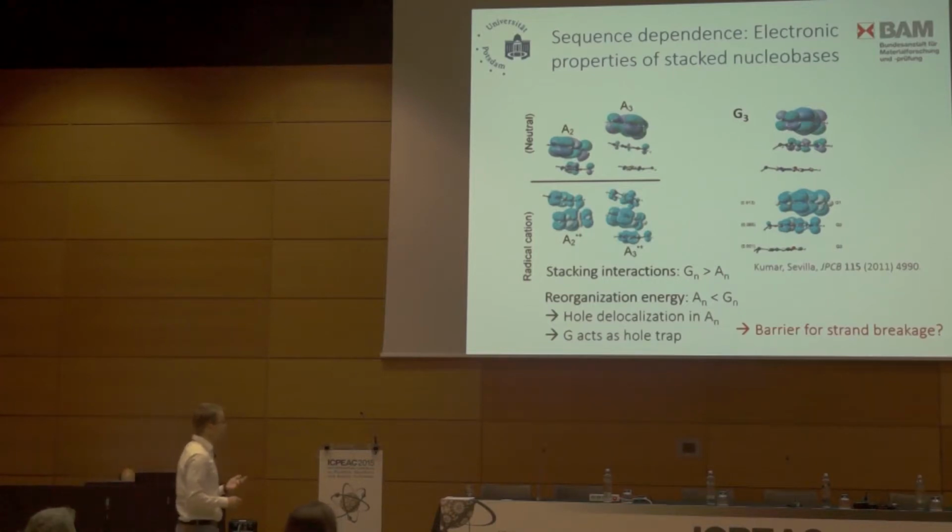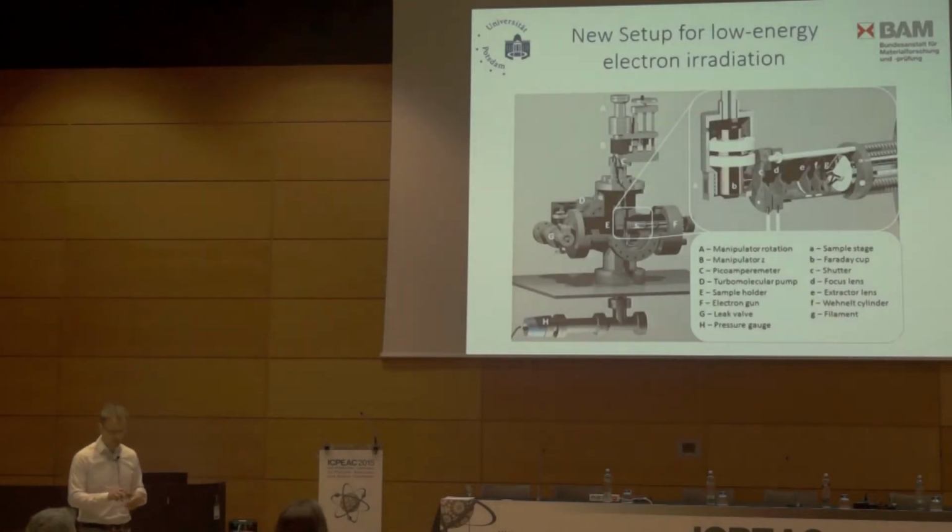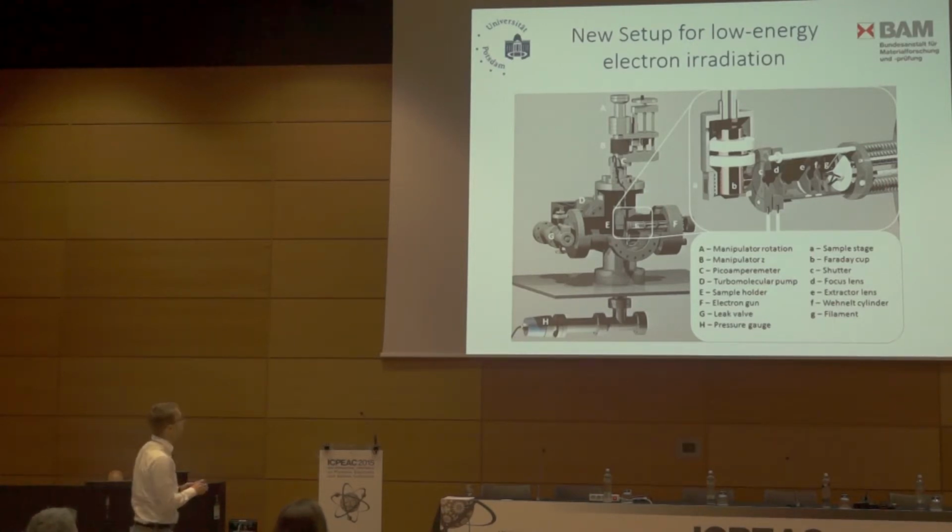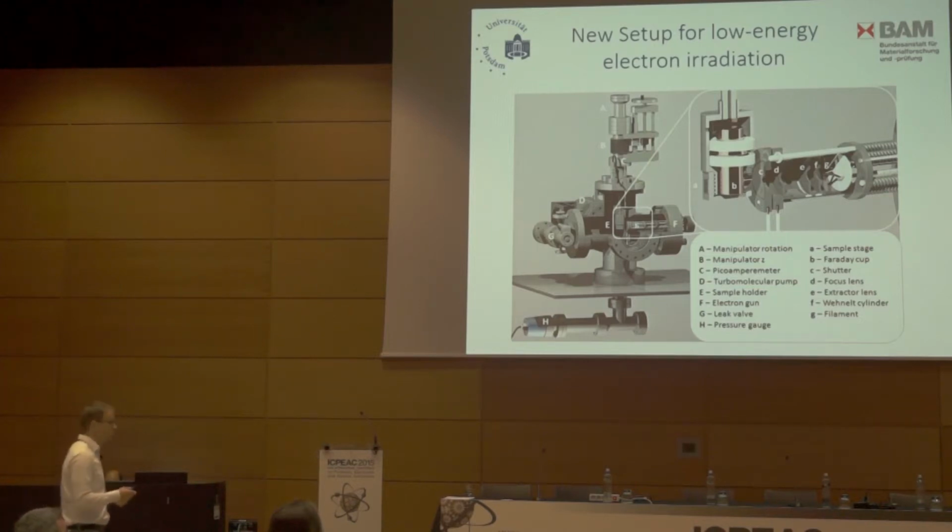And as I said, so far we used just a very simple machine for proof of principle experiments, and now we have assembled a new low energy electron irradiator at the University of Potsdam. Here we also use a quite simple electron gun, but we can now control the electron energy in a better way, and we can determine the beam profile and also the electron fluence very accurately, which is necessary for an accurate determination of absolute cross-sections.